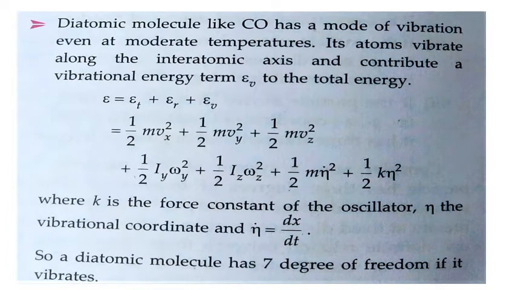A diatomic molecule like carbon monoxide has a mode of vibration even at moderate temperature. Its atoms vibrate along the interatomic axis and contribute a vibrational energy term denoted by E with subscript V to the total energy, and so a diatomic molecule has 7 degrees of freedom if it vibrates.